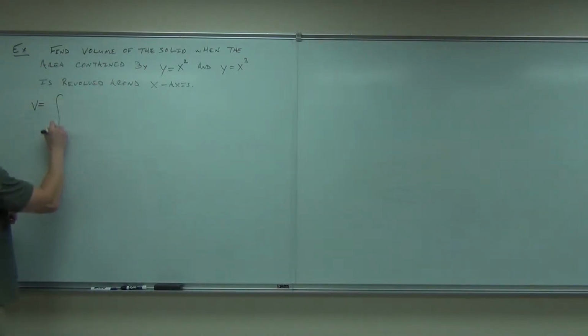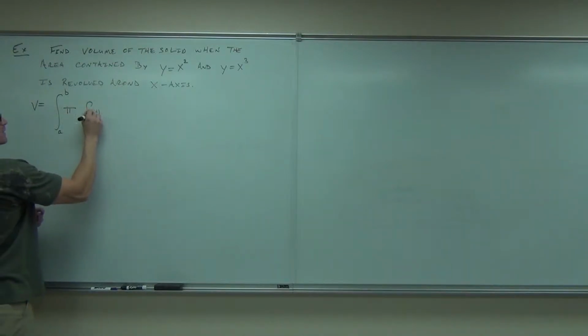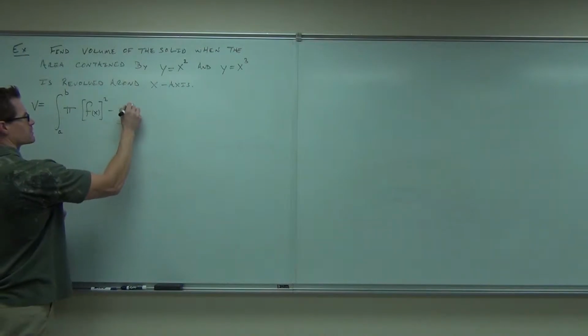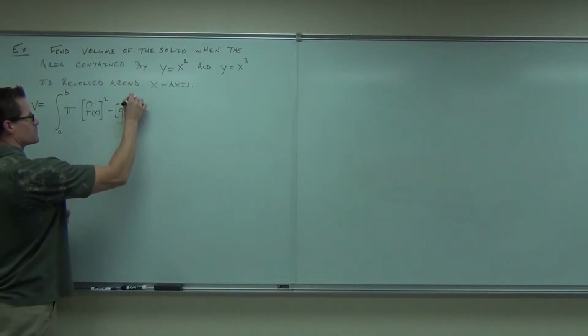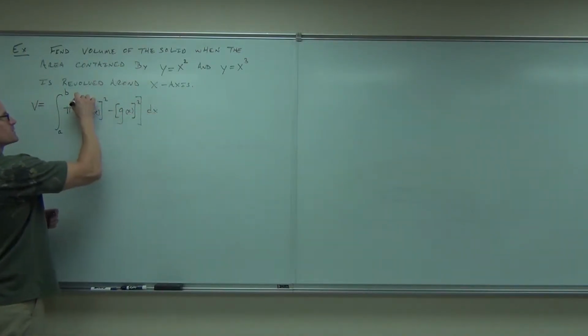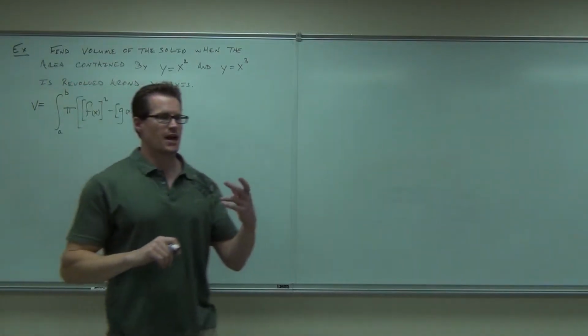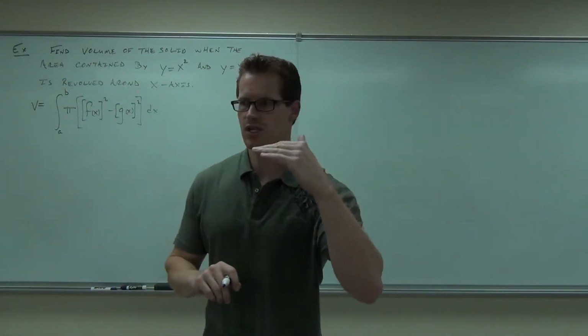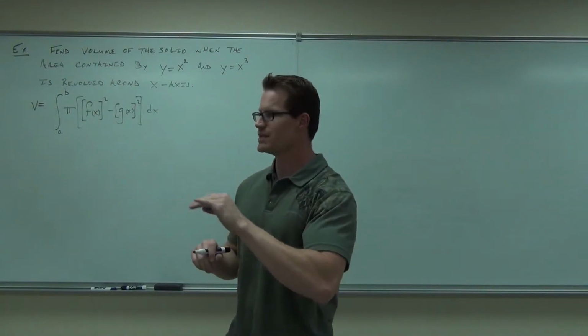is, I think I gave this to you last time, the integral from a to b of pi times f of x squared minus g of x squared dx. Did I not give that to you? This implied that f of x was the top function, g of x was the bottom function, so we need to find those things out.